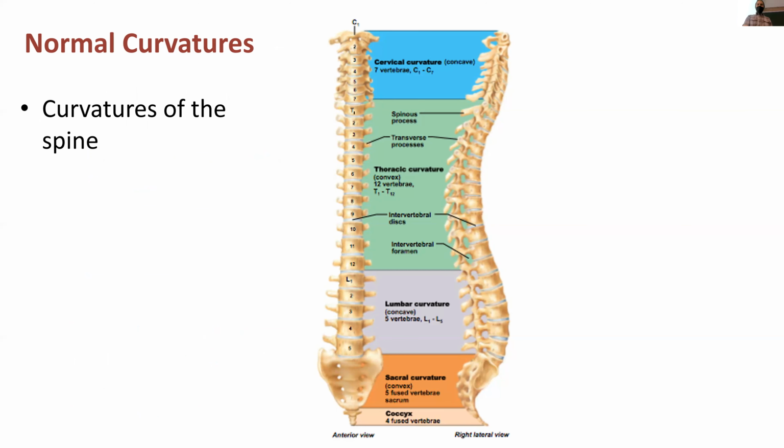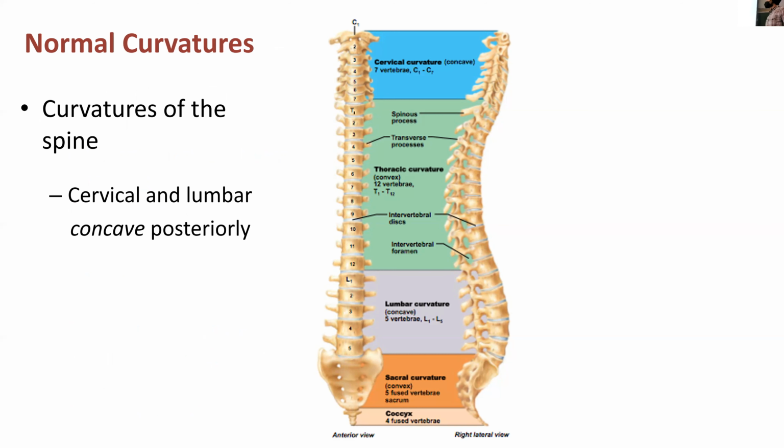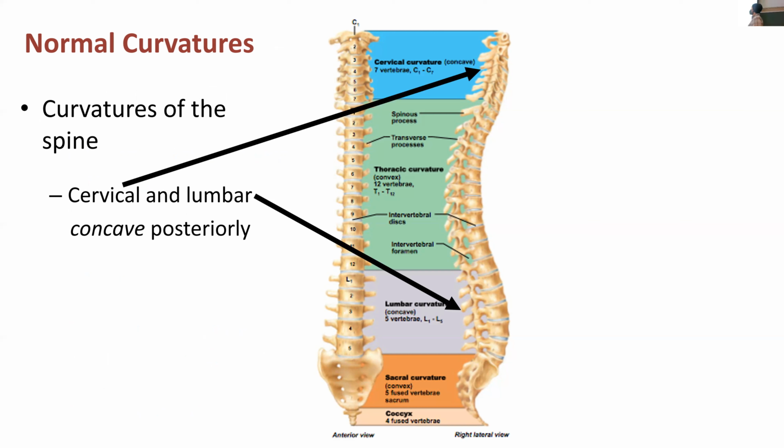So there are four curvatures of the spine that you should know. The first two are the cervical and lumbar curvatures, and they are concave posteriorly, meaning that if you're looking at it from the back, they bend towards the anterior, towards your belly. That's the lumbar and then the cervical. The cervical doesn't come back around. It just bends forward a little bit. And then your head rests on top.